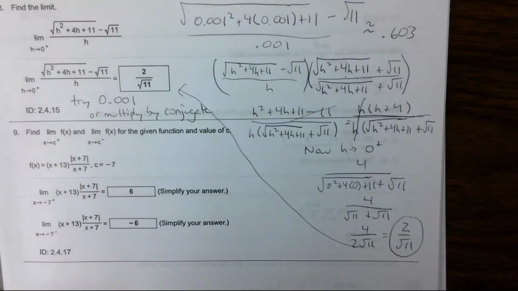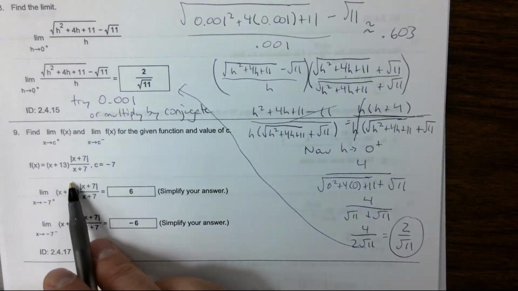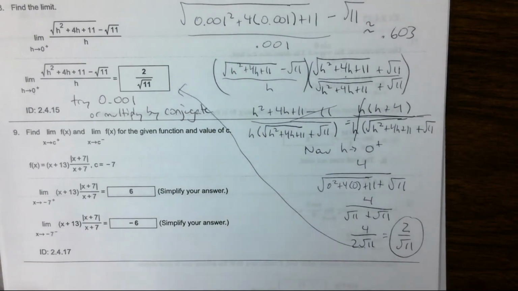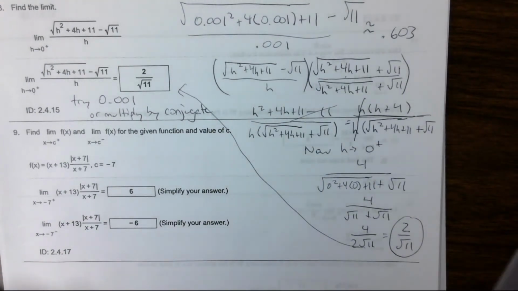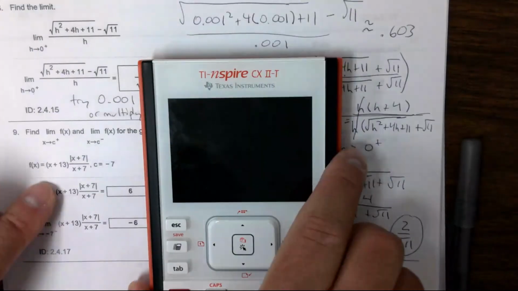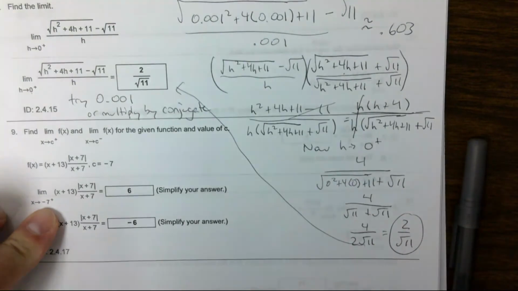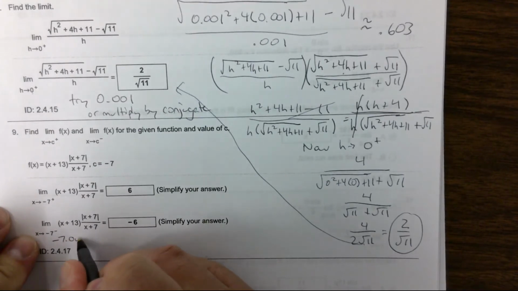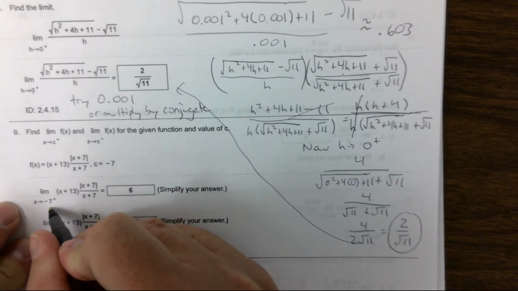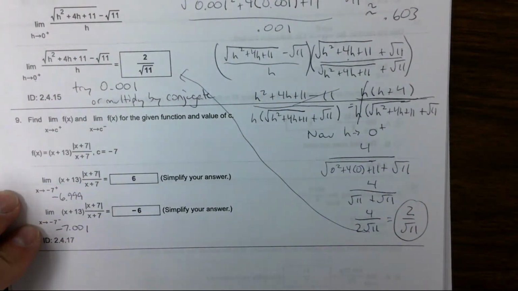Okay, on this one, let's try just plugging in the -7, see if it works. Well, you get a divide by 0, so that's not going to work. So it says find the limit from both the right and the left. Let's try this one just with your numbers. We're doing -7 from the left and from the right. From the left it'd be -7.001, and from the right that would be -6.999. So those are the numbers I'm going to try plugging in and see how it works.